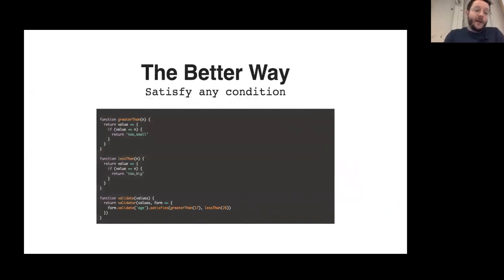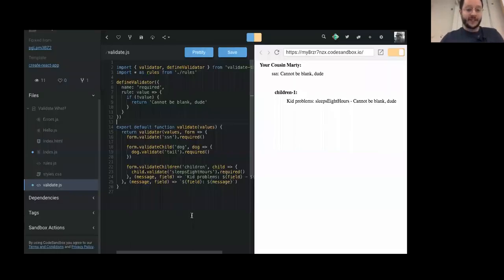So the first 2 functions here are higher order validation functions. It takes some value that it forms a closure around, and it returns a validation function that compares the value against that input. So you might have a function where you want to say that a value is greater than a certain n or less than a certain n. And then with the satisfies function, you can pass in as many of these conditions as you want. So in this case, I'm saying that the person's age should be greater than 17, lower than 26. Once again, we'll jump over to our code sandbox and see this in action.